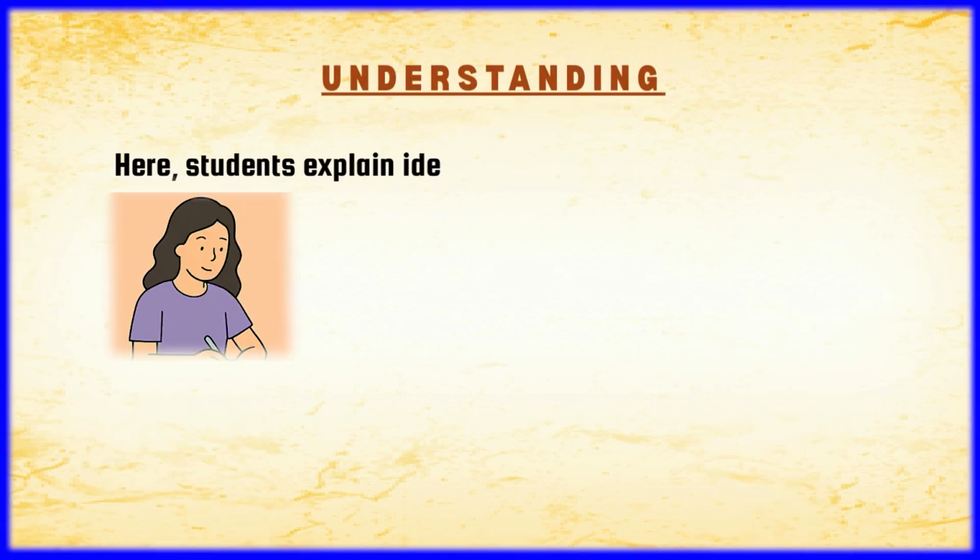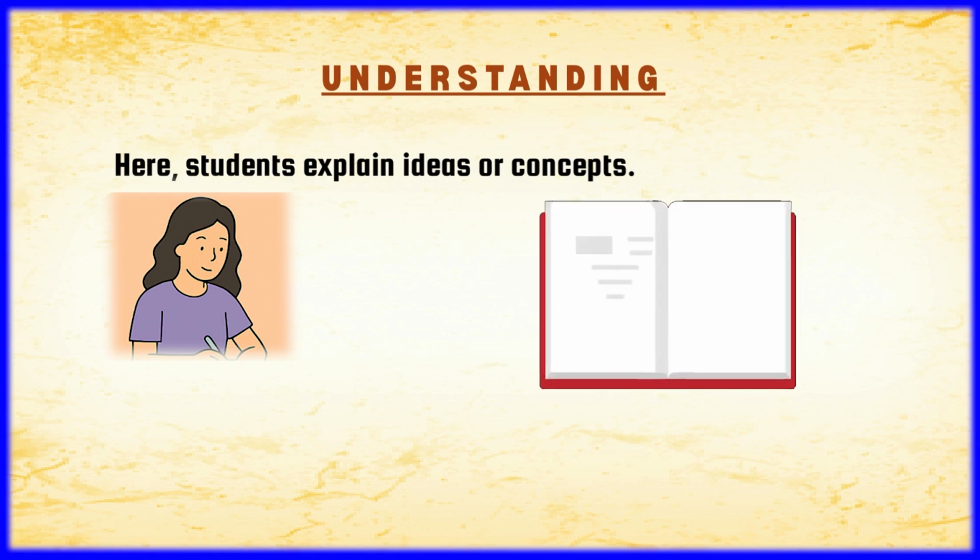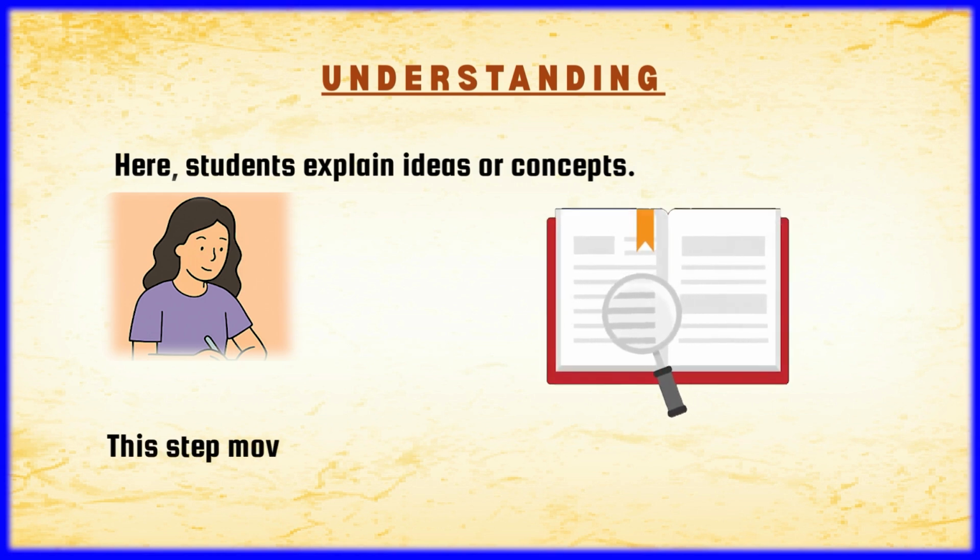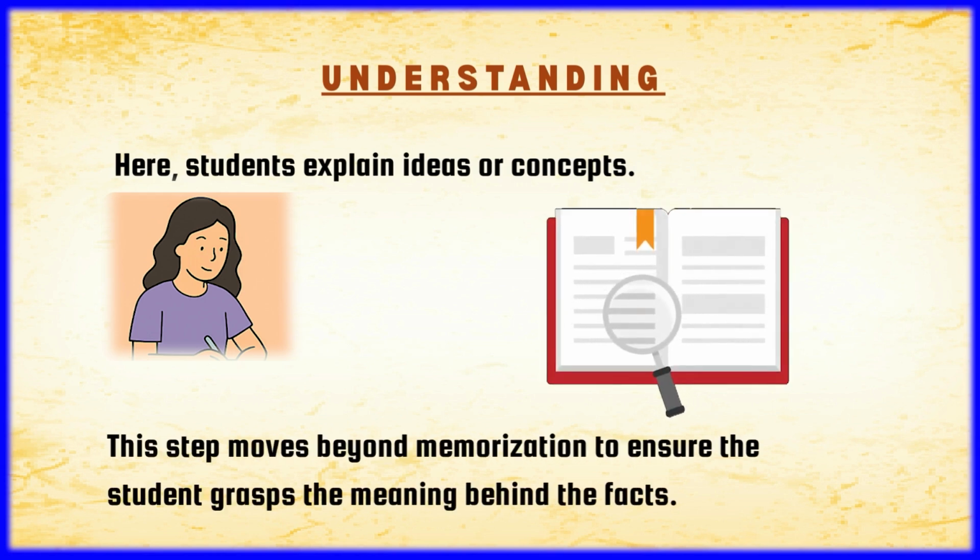Understanding is the second level. Here, students explain ideas or concepts. They might summarize a chapter in their own words or explain how a scientific process works. This step moves beyond memorization to ensure the student grasps the meaning behind the facts.